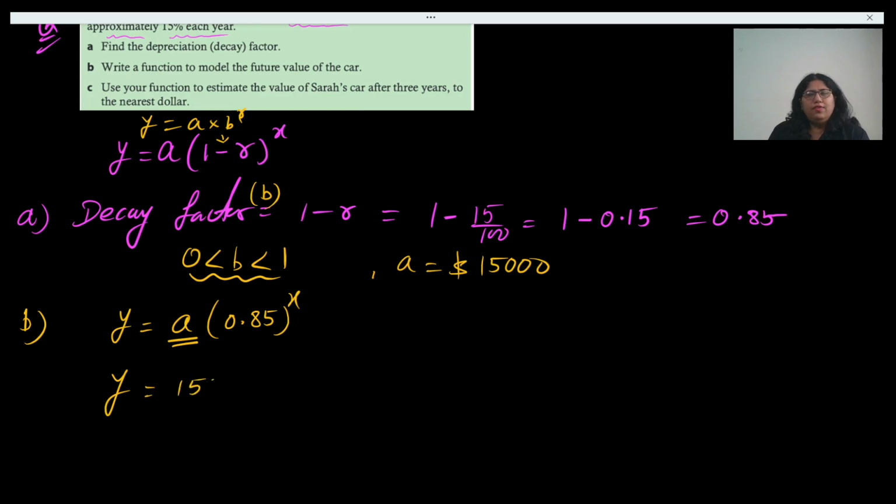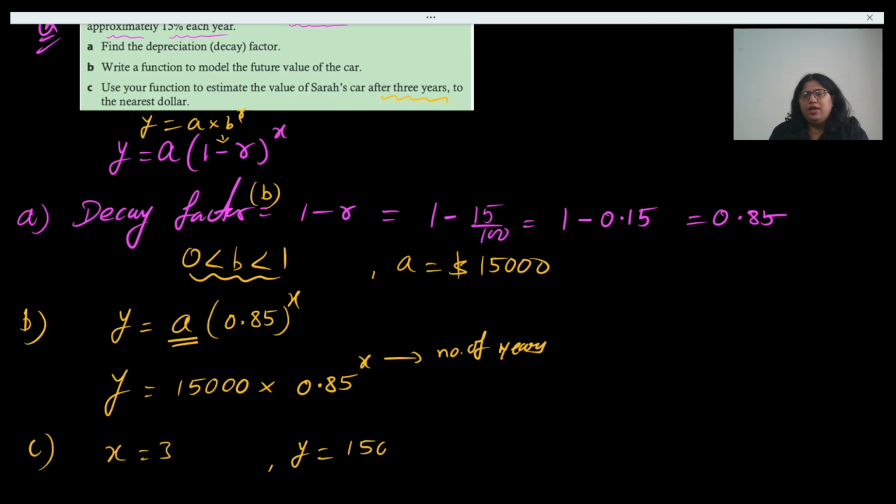So my model will become y is equal to 15,000 times 0.85 to the power x, because that's the original value. Next question says use your function to estimate the value of Sarah's car after 3 years. Now x is the number of years, and y is the value, right? So I can take x as 3. So the y value will become 15,000 times 0.85 to the power 3.